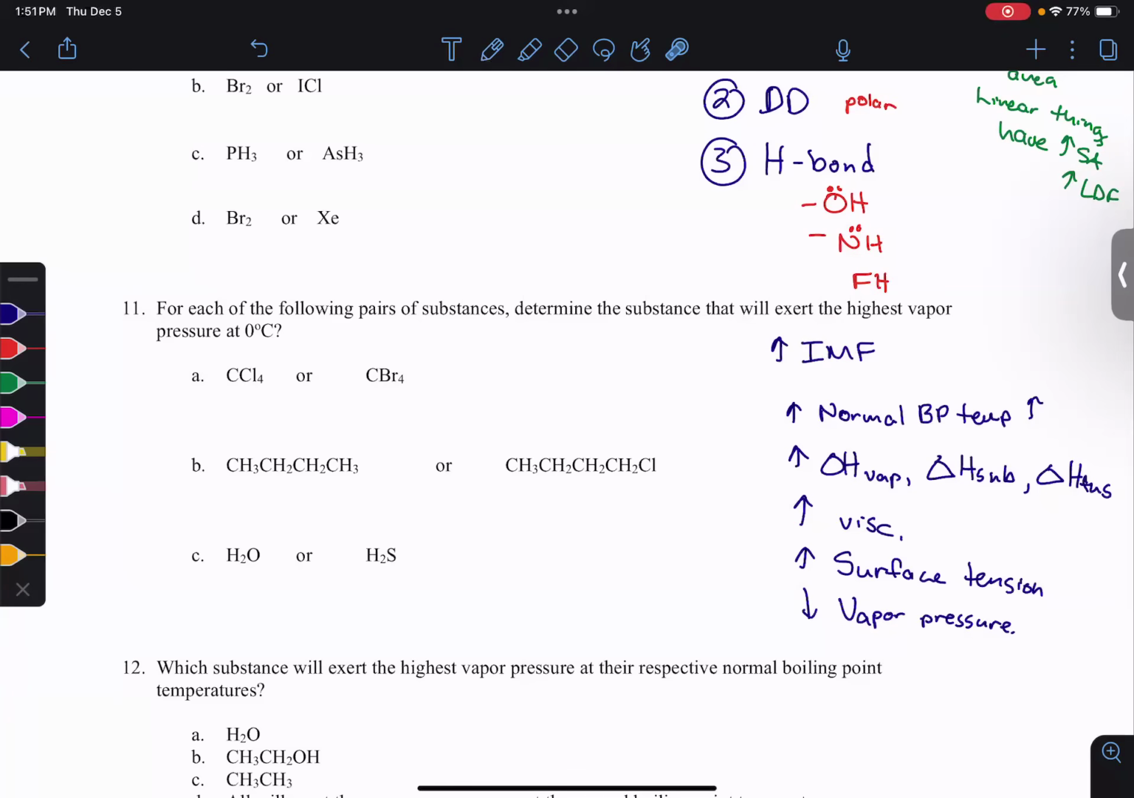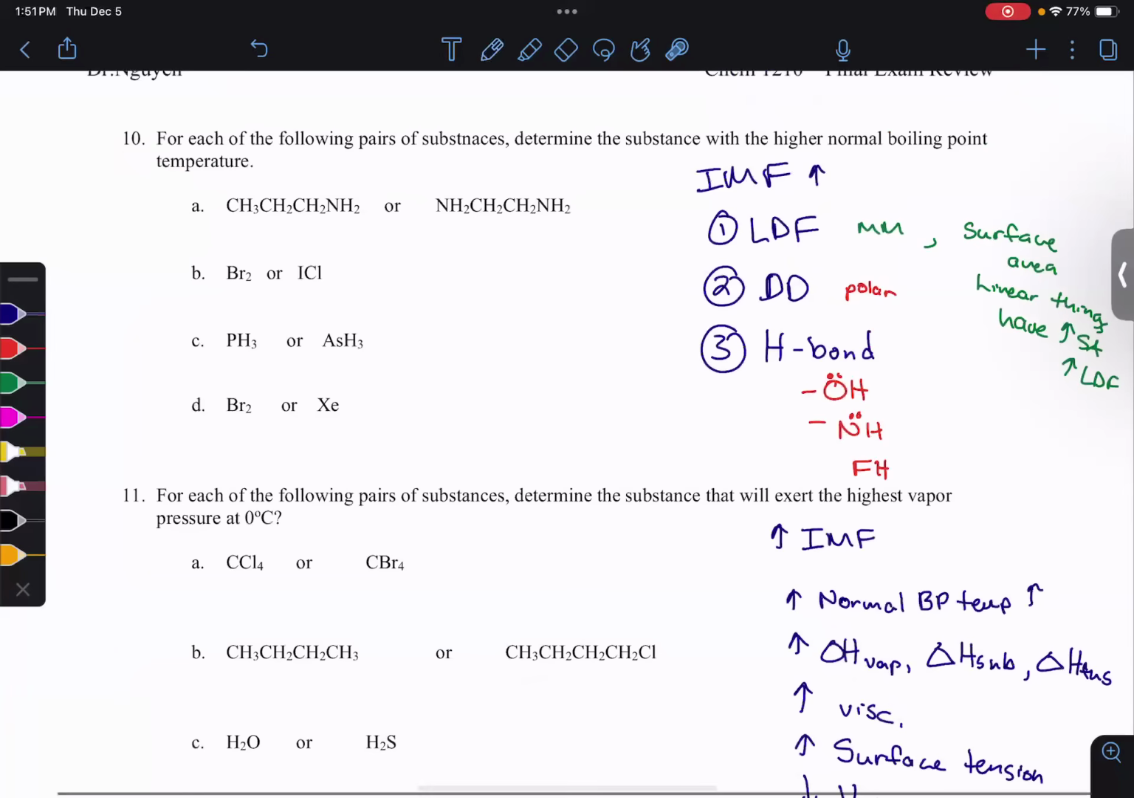So for these substances, number 10, which substance has the higher normal boiling point temperature? So what am I actually choosing? The substance with the least IMFs? No, most IMFs, yeah. So high boiling point, just think about it. High boiling point means hard to boil, hard to separate, right? So we want to choose the thing where the particles are most attracted to one another.